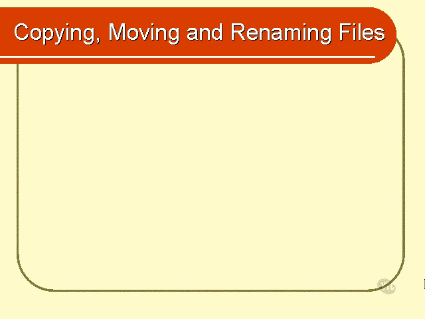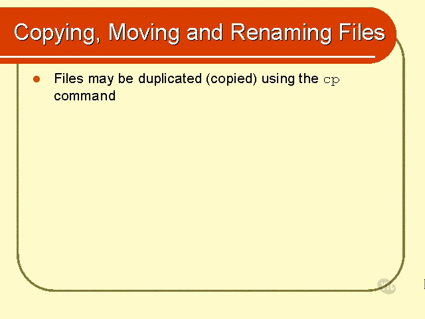Moving a file means taking it from one directory and putting it in another, and renaming it simply means leaving it where it is and changing its name. So let's have a look at those in turn. Firstly, copying. Copying is done using the cp command. Cp is obviously short for copy. We are duplicating files with this command.